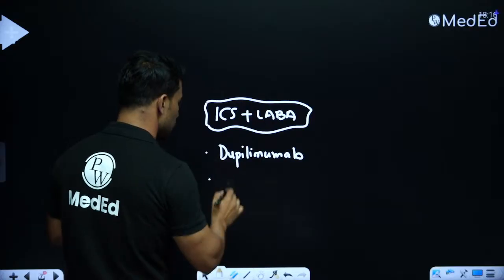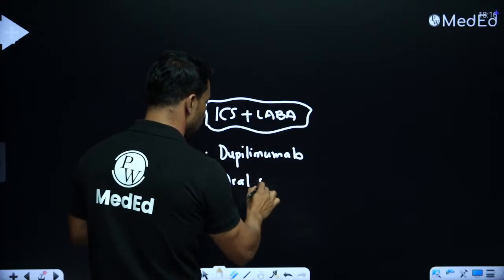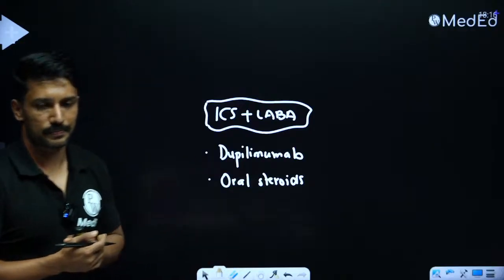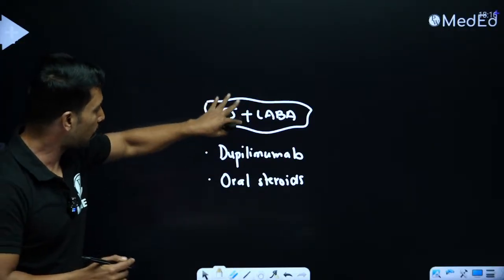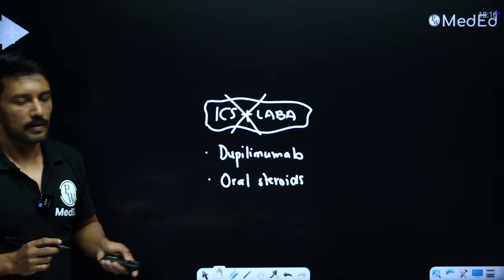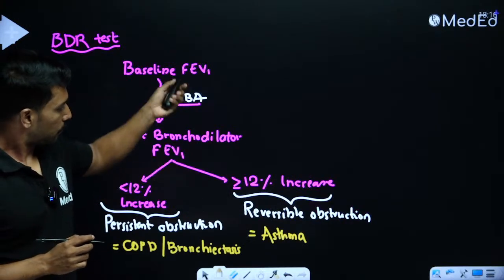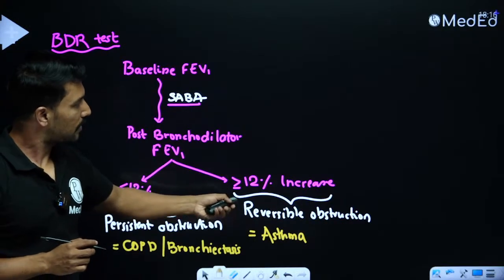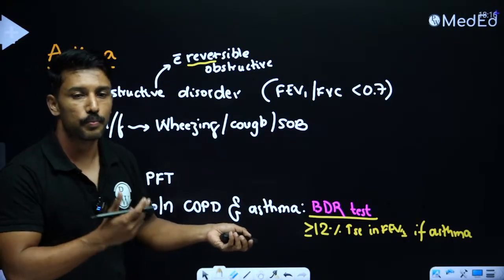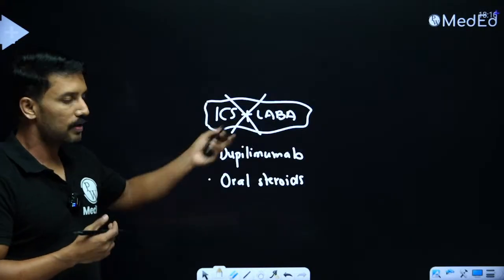Another option he gives is oral steroids, and then he will ask you which one would you prefer when the patient of asthma is not responding to inhaled corticosteroids and LABA. Like from this flowchart, you have come to the diagnosis that the question is talking about, let us say asthma, and then the examiner is asking which one would you prefer when he is not responding to the standard treatment.